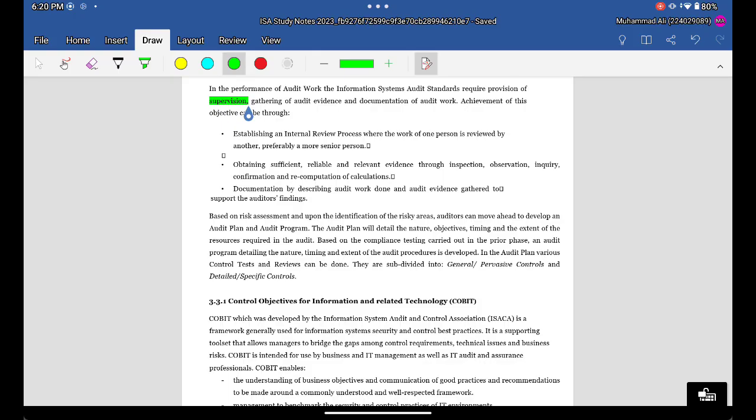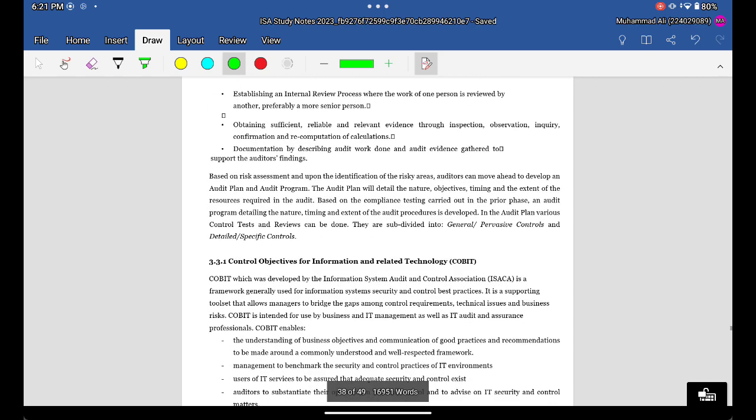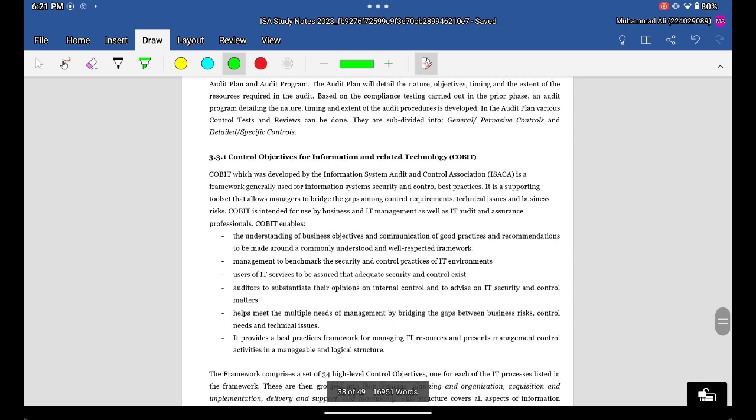So, gathering audit evidence and documenting audit work. The whole audit work itself needs to be supervised, making sure all the audit is going in place and so on.